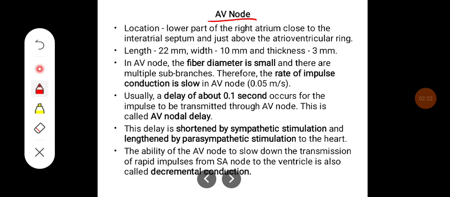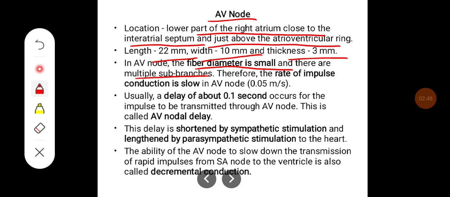AV node. The AV node is located at the lower part of the right atrium close to the interatrial septum and just above the atrioventricular ring. It is 22 millimeter in length, 10 millimeter in width, and about 3 millimeter in thickness. In the AV node, the fiber diameter is small and there are multiple sub-branches. Therefore, the rate of impulse conduction is slow in the AV node, that is 0.05 meters per second. Usually a delay of about 0.1 second occurs for the impulse to be transmitted through the AV node. This is called AV nodal delay.